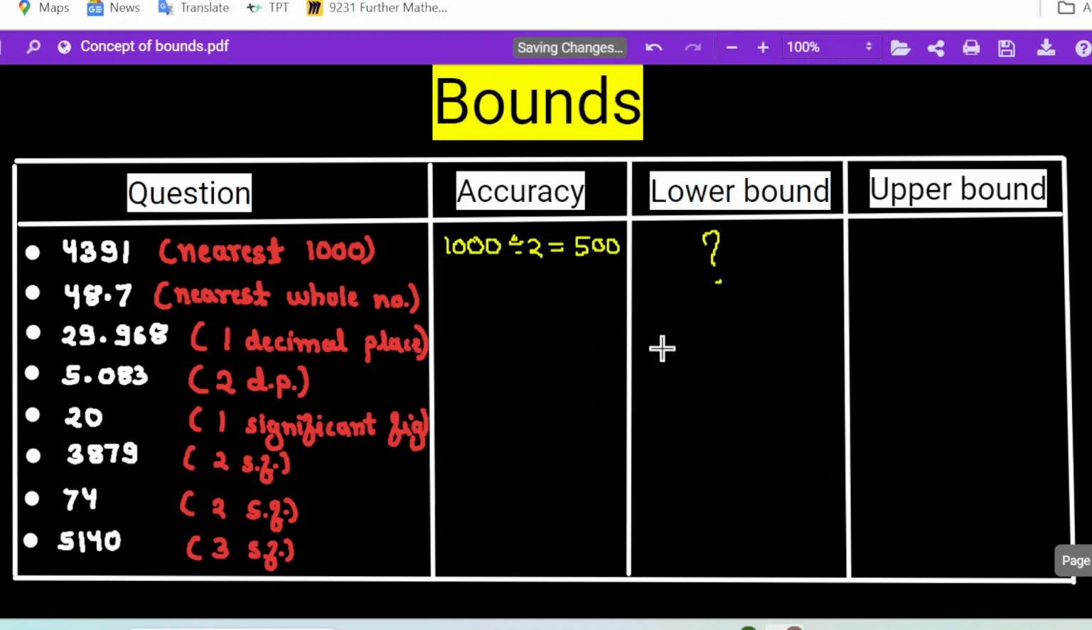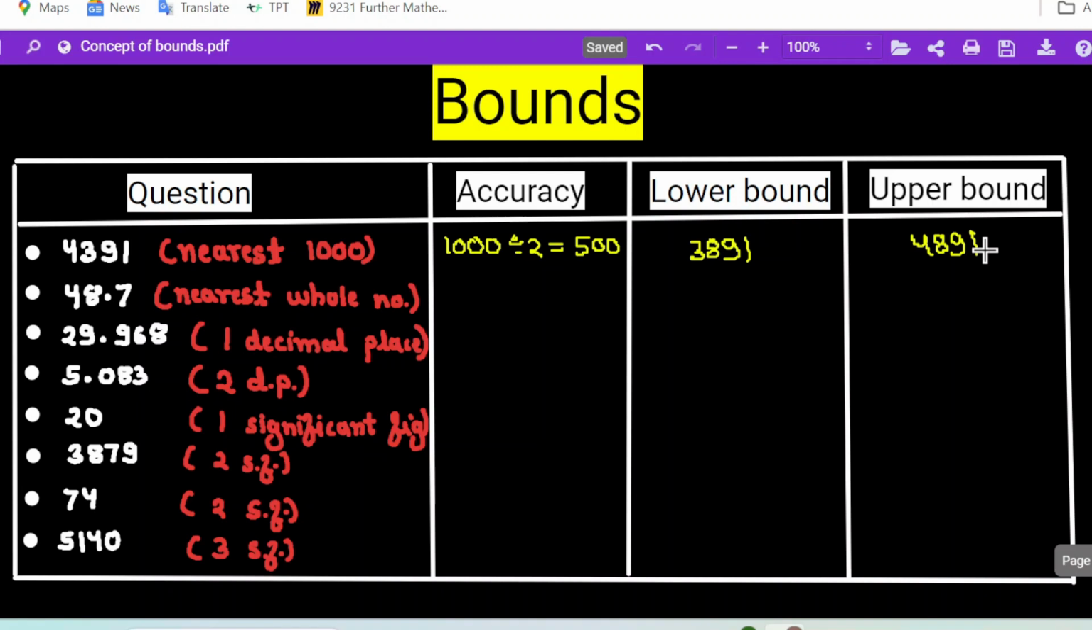For finding the lower bound, you simply subtract the 500 from the given number, and for the upper bound, 500 is added to it. So 4391 minus 500 gets you 3891, right? And 4391 plus 500 gets you 4891. So that's how simple it is to solve these questions. So try the next one.